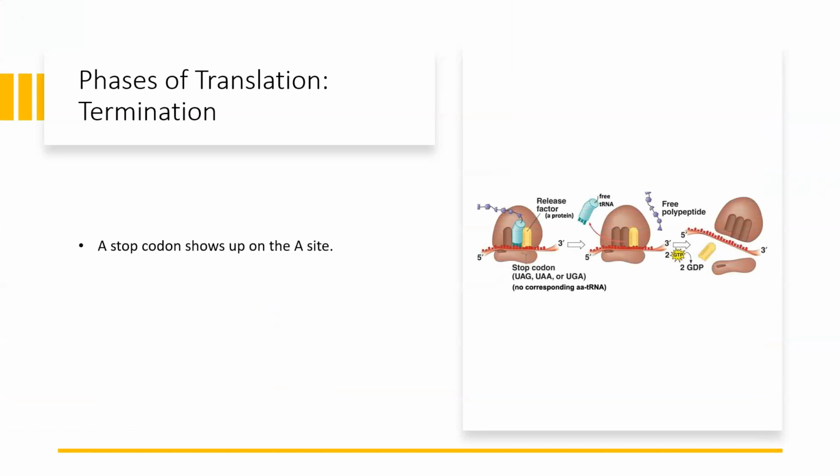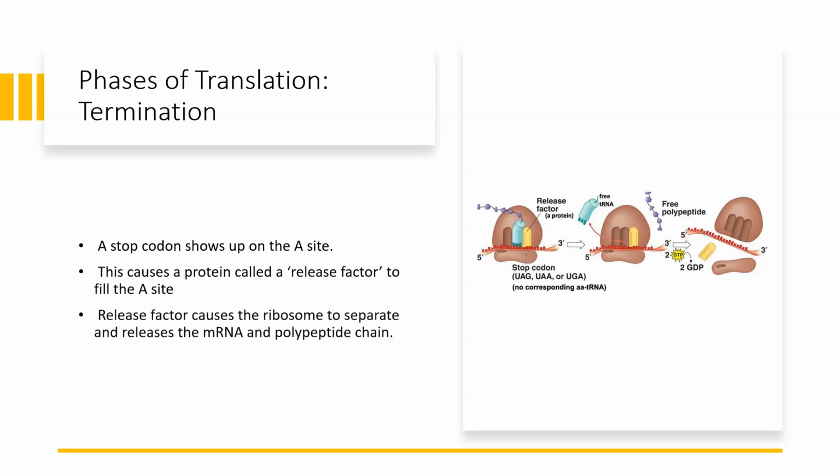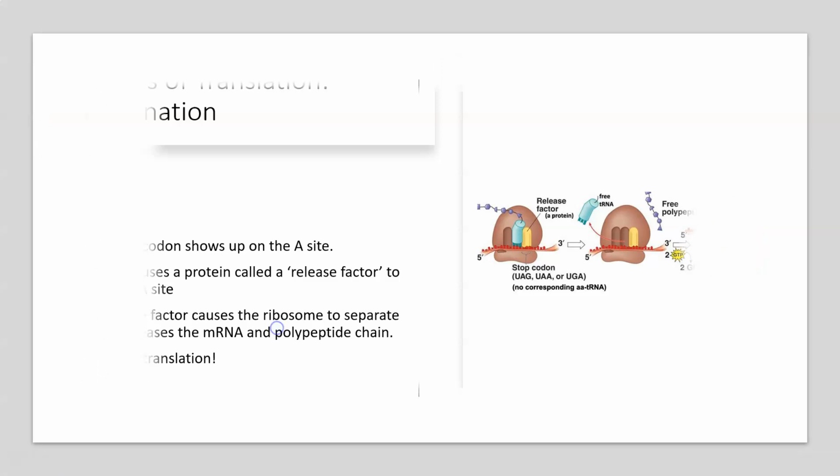Then we get termination, and this is where a stop codon shows up on the A site. This causes a protein called a release factor to fill the A site. The release factor then causes the ribosome to separate and releases the mRNA and polypeptide chain. This is the end of translation.